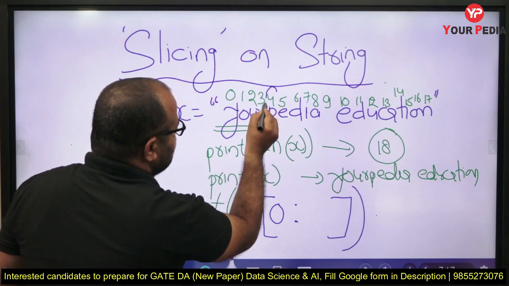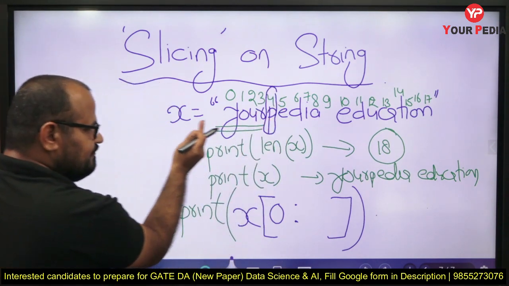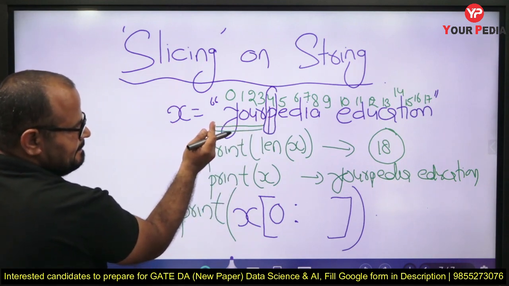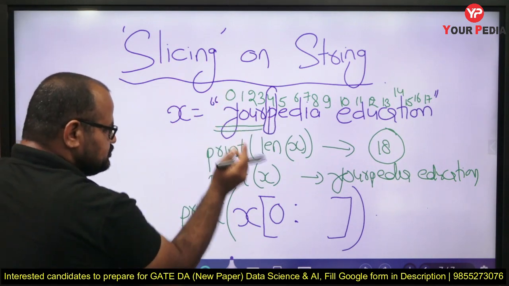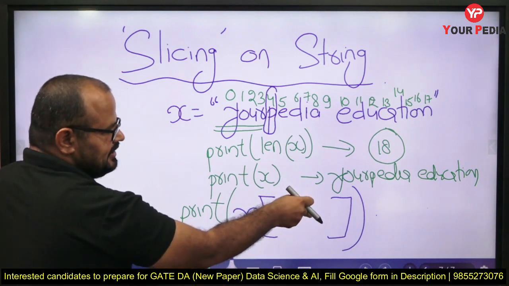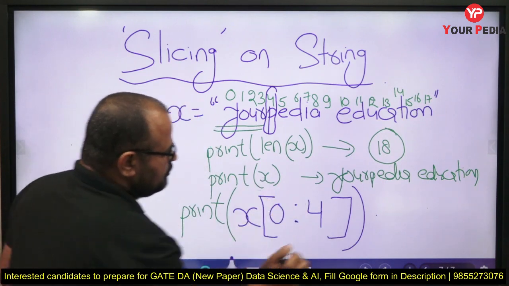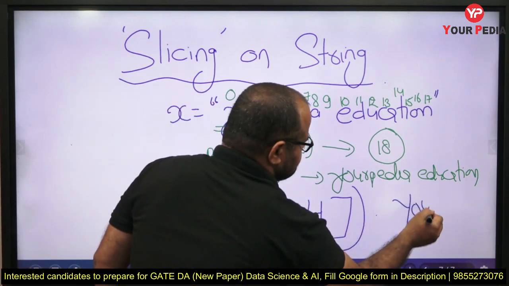At index 4, P is there, and I want the data before P. Start from 0. So 0 is included, but if I write 3, that is not included. So I have to write 4. That gives me the output YOUR.